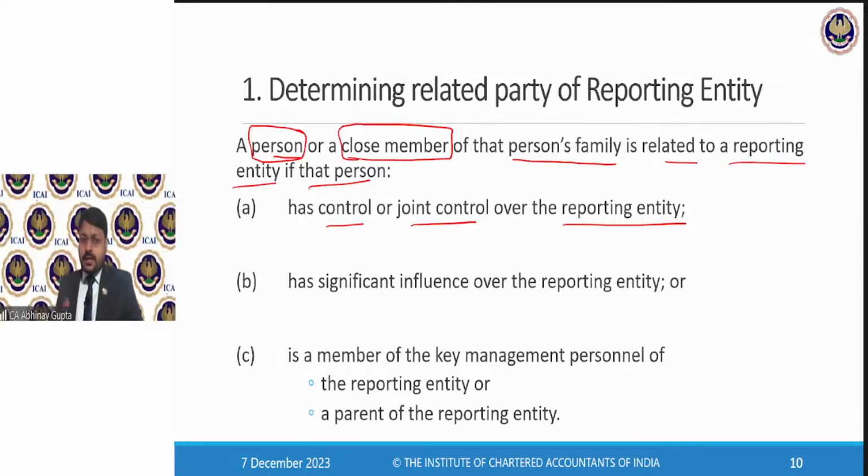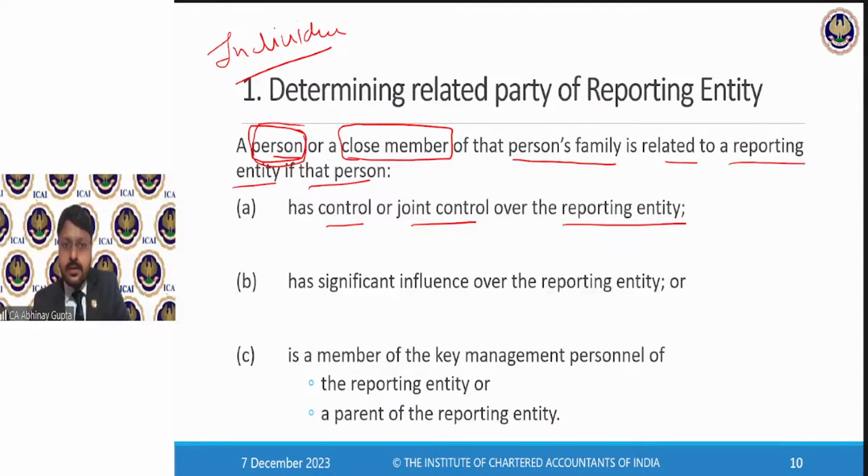Yes. Mr. A and Mr. B jointly hold 60% of the shareholding of the reporting entity. Then Mr. A and Mr. B jointly control the reporting entity, yes or no? So here we are talking about the individuals. Individuals can be a person or a close member of that person's family, right?